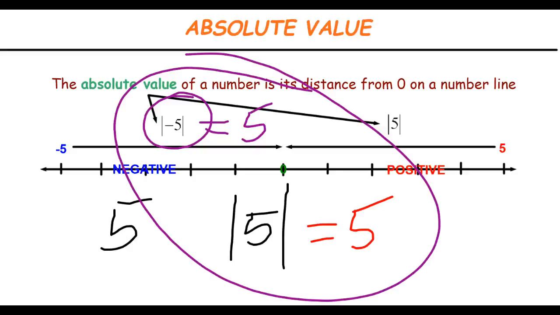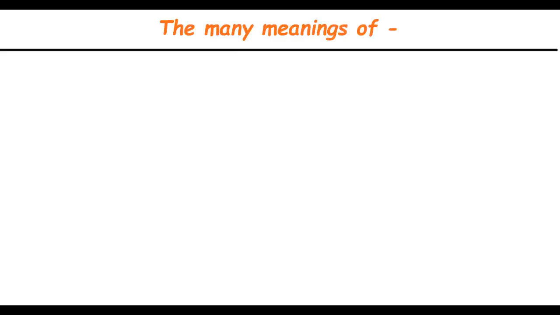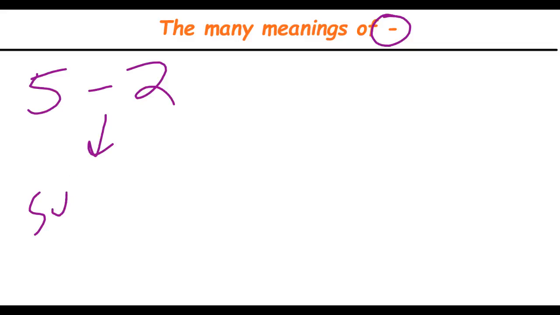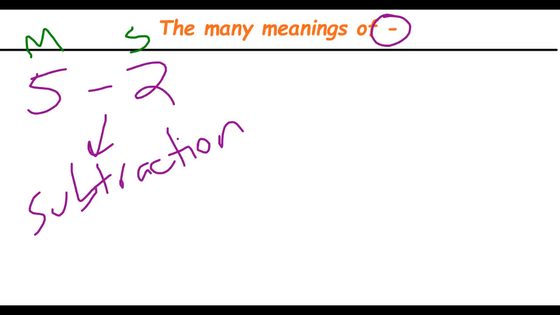And the last thing we need to do before we get ready to do some practice problems is talk about the many meanings of this sign here. When we first see it in circumstances like 5 minus 2, that sign means subtraction. But that subtraction only makes sense if there's a number before the number being subtracted that we can take it away from. In subtraction terminology, the 5 is called the minuend and the 2 is called the subtrahend.